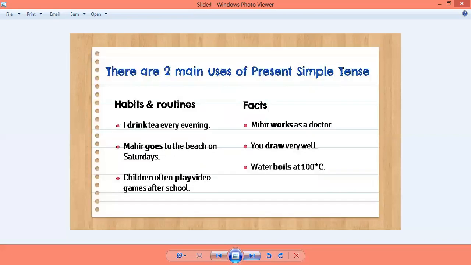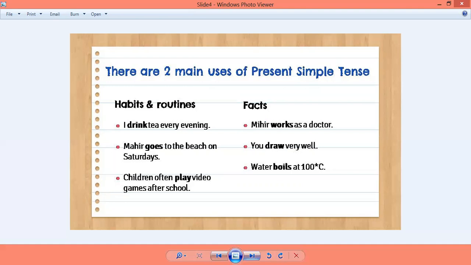Here we can see that there are two main uses, as we mentioned, habits and routines, और दूसरा है facts, right? Examples दिए हैं for better understanding. First example says, I drink tea every evening. Now someone has the habit to drink tea every evening. तो अभी वो थोड़े टाइम से हैबिट होगी, शायद आज इवनिंग में भी चाय पियेंगे और कल भी यही चीज होगी, right? So we can see that drink is highlighted and that is your verb. So that is first form of verb.